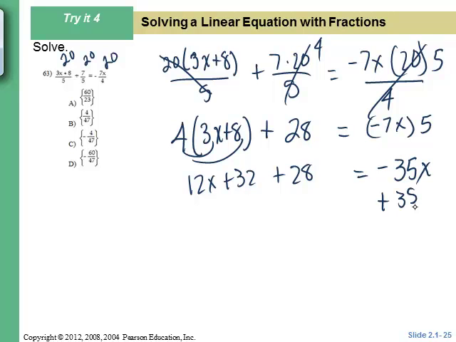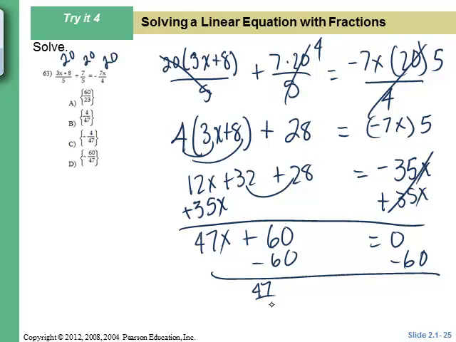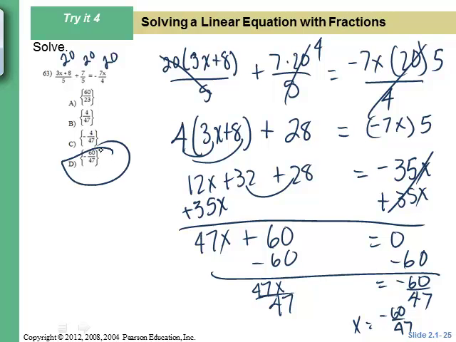Let's add 35x to each side, and we get 47x plus 32 and 28 is 60 equals 0. Let's subtract 60 from each side, and we get 47x equals negative 60. Divide both sides by 47, and we get x equals negative 60 47ths. I definitely don't want to check this one. Since that's one of the choices, I'm sticking with it.